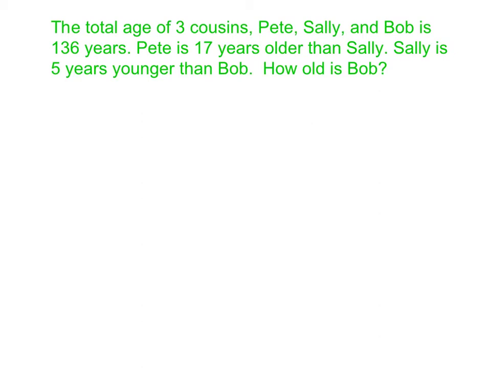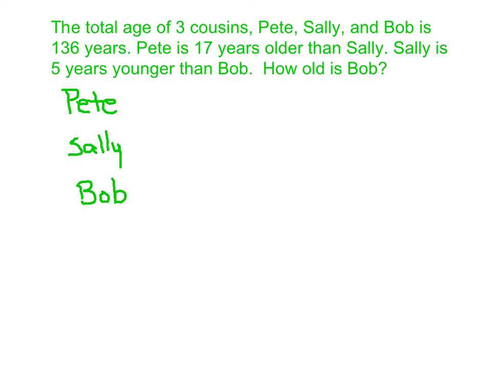After reading this problem, I see that we are keeping track of 3 people's ages, so we're keeping track of Pete, Sally, and Bob. I have to go back and really read to find out which one is the youngest.